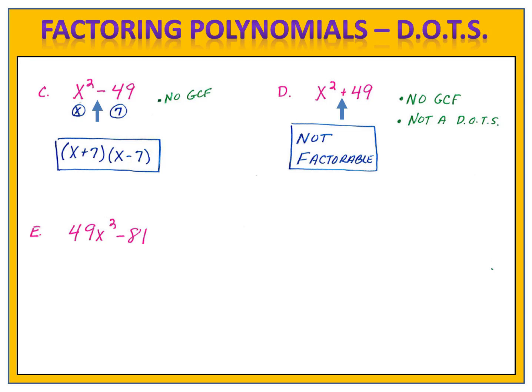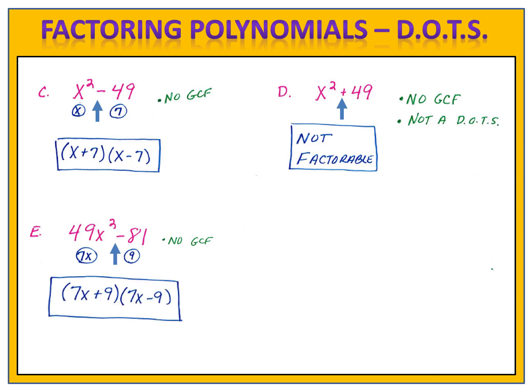Sometimes we might have a number in front of our variable. Here we have 49x squared minus 81. We follow the same process. First, look to see if there's a greatest common factor. There is none here. Then, look to see if you have a difference of two perfect squares. 49x squared is 7x times 7x. 81 is 9 times 9, and they're connected by subtraction, a difference of two perfect squares. We can factor this into the binomials 7x plus 9 and 7x minus 9.